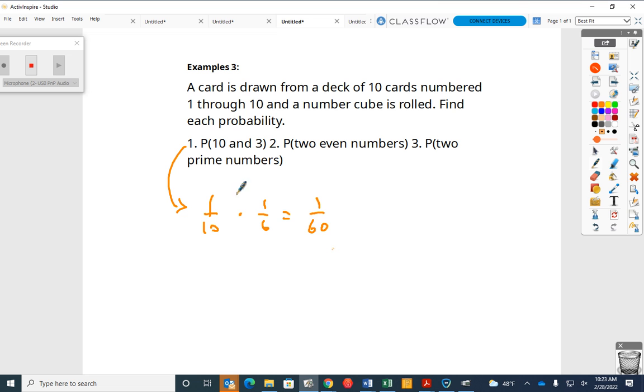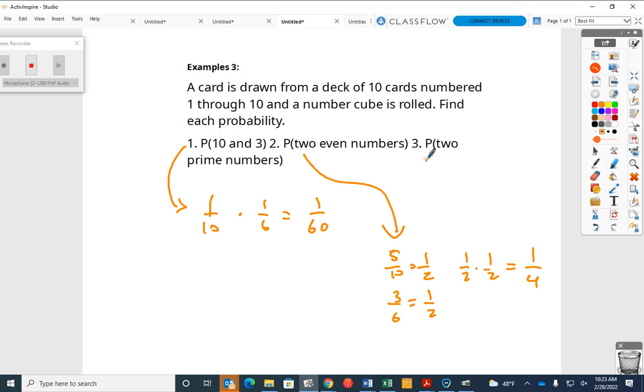Okay. So the probability of getting 2 even numbers. Well, how many even numbers are on numbers 1 through 10? 5 out of what? 10, which can reduce to what? 1/2. How many even numbers are on a number cube? 3 out of 6, which can reduce to? 1/2. What's 1/2 times 1/2? 1 times 1 is 1, 2 times 2 is 4.